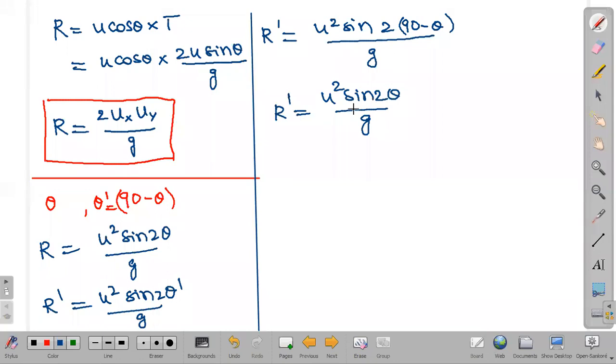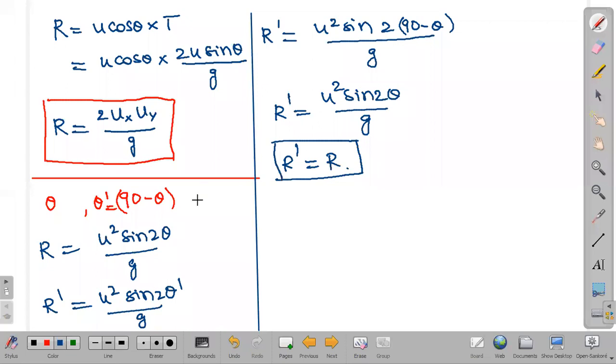So r dash is equal to what we got, u square sine 2 theta by g. That means u square sine 2 theta by g is our r. So r dash is equal to r. So what does it mean? If we project at different angles also, we are getting the same horizontal range.